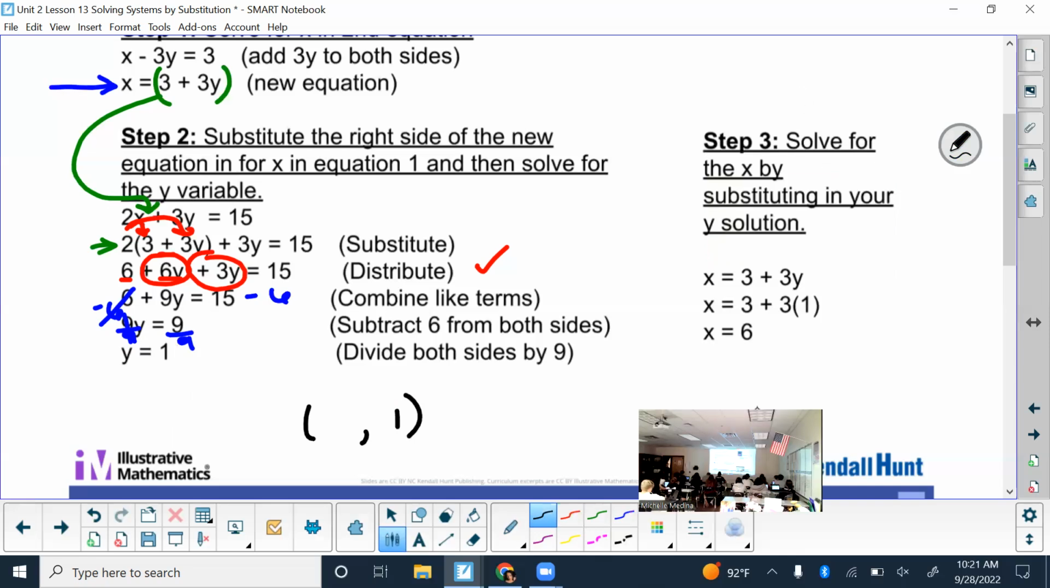Now I just need to find my x coordinate. But now that I know what y is, I can just plug it back into one of the original equations, or the new equation that you made, which is still equivalent. Doesn't really matter. Here they plugged it into the new equation. So then it's just an easy order of operations. You multiply before adding. What's 3 times 1? And then 3 plus 3. So the coordinate, that's my answer, is (6, 1).